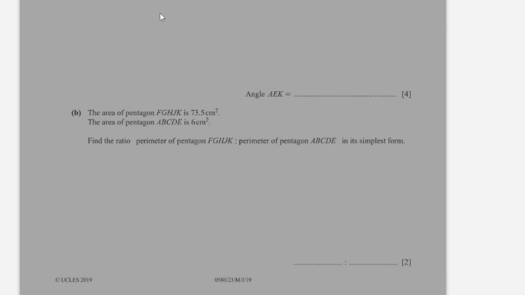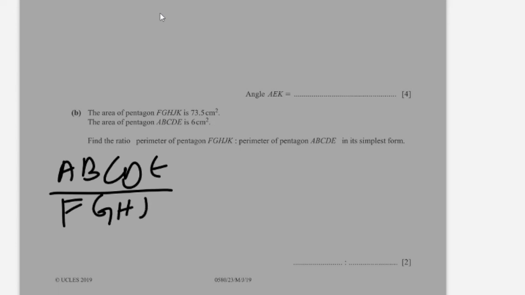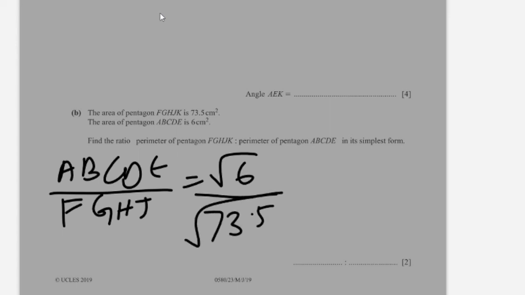The area of pentagon ABCDE is 6 centimeters squared. Find the ratio of the perimeter of pentagon FGHJK to the perimeter of pentagon ABCDE in its simplest form. So we're going to be using the formula for similar shapes over here. So we have ABCDE over FGHJK, and I'll take the square root of the value since this is area and we are using the similarity formula over here, and that would give us the value as 7 over 2, or 7 is to 2.